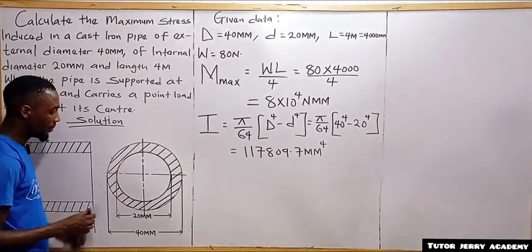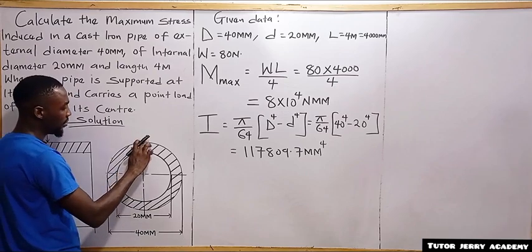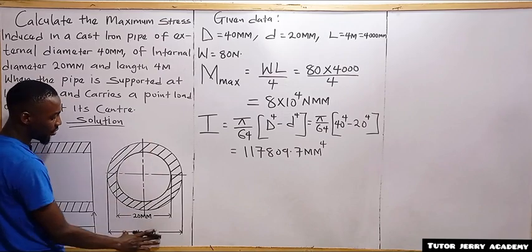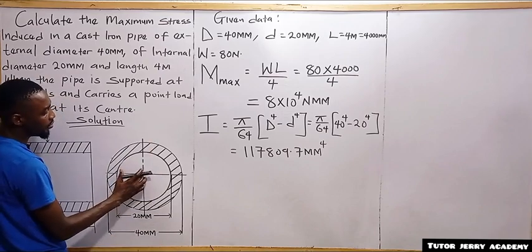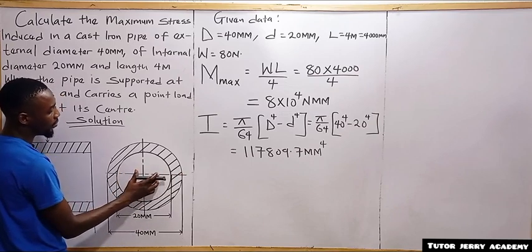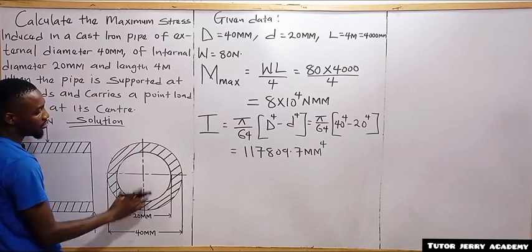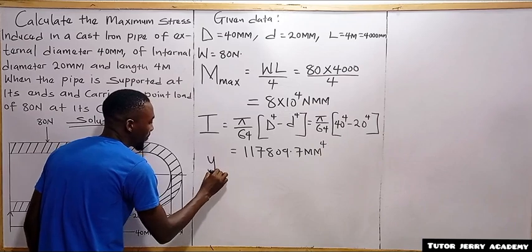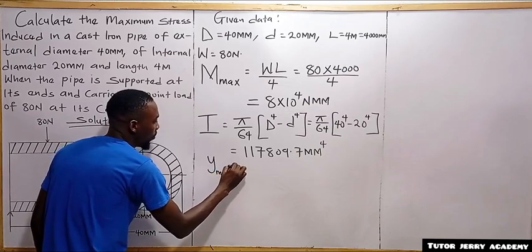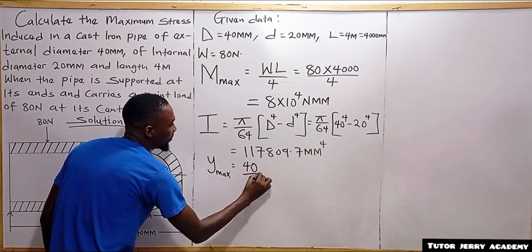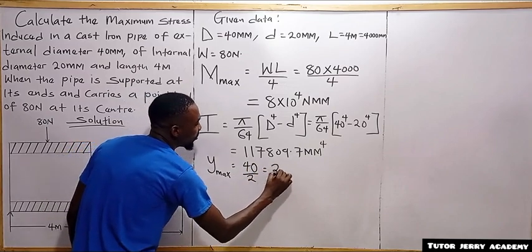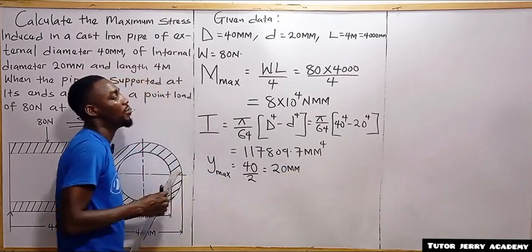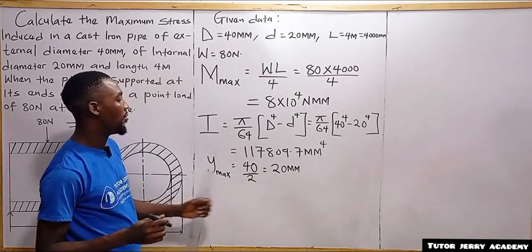All right. So now what will be the distance from this top section to this side? Of course, since we know that the diameter is 40, the distance from this point to this point, or from this point to this point, will be equal, which is 40 divided by 2. So our y max will be equal to 40 divided by 2, which is 20 mm. All right, so that will be the value of our y max.